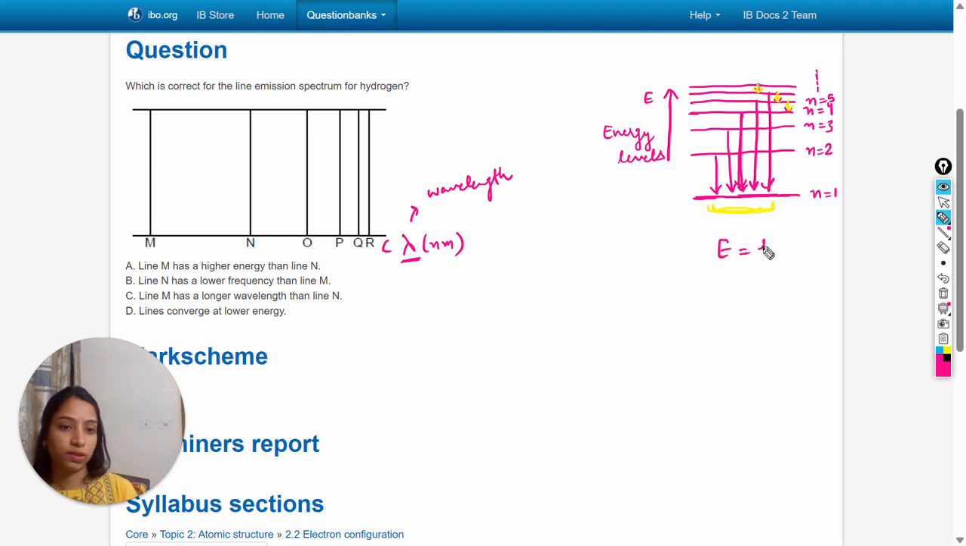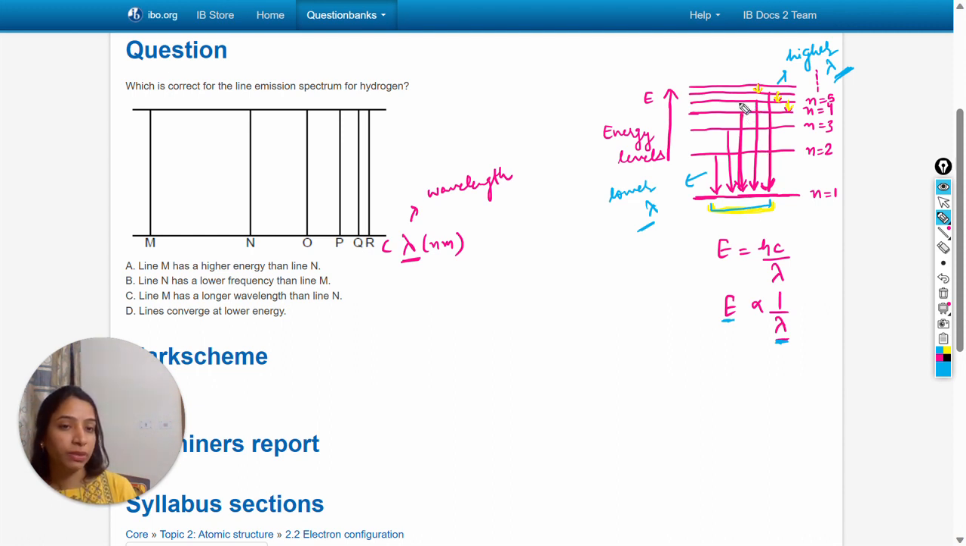And we know that according to this relation, E is equal to hc upon lambda, energy is inversely proportional to lambda, that is wavelength. So if these energy gaps are higher, then we can say that these emissions have lower wavelength and these will have higher wavelength, because here the energy gaps are less and energy is inversely proportional to the wavelength. So here these emissions will have higher wavelength and these will have lower wavelength.